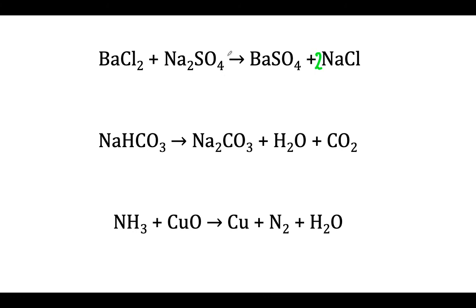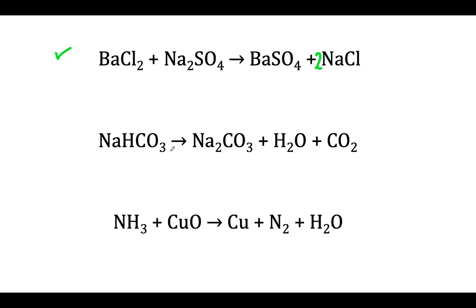SO4, there's 1 SO4 on the left side, 1 SO4 on the right side. Now if I take a look, this is a balanced reaction. So 1 barium, 2 chlorines, 2 chlorines, 2 sodium, 1 sulfate, 1 sulfate. So this is a balanced equation.